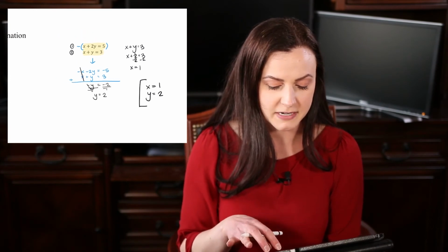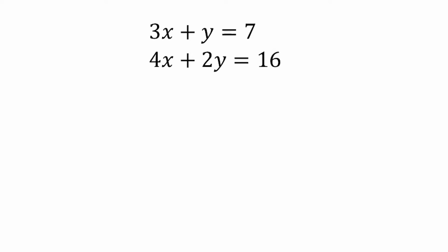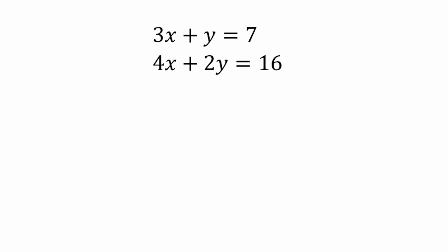So let's go ahead and use elimination on the second set. Down here we have 3x plus y equals 7. And 4x plus 2y equals 16. So right now, if we add these two equations together, nothing happens, none of our variables go away.